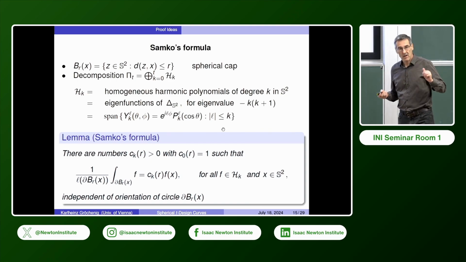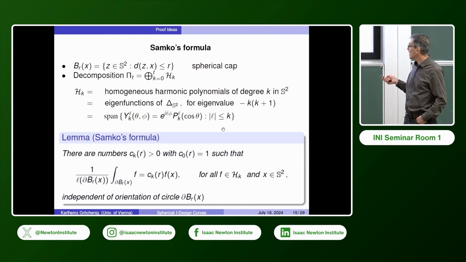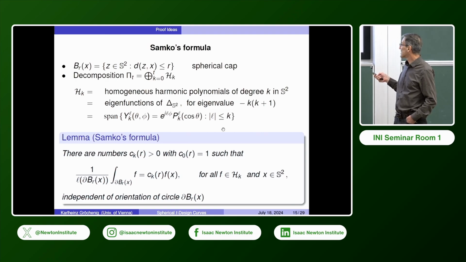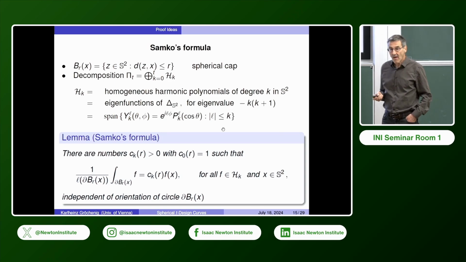So these are abstract descriptions. And the third one, at least on the two-sphere, is nice when you want to do computations. It's the span of the spherical polynomials. So this is some general Legendre polynomial at cosine theta times exponential, and you have a nice description in terms of spherical coordinates.